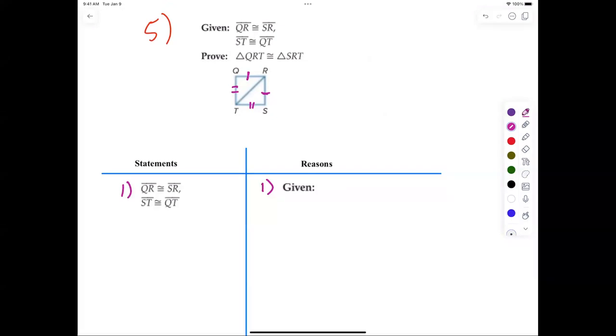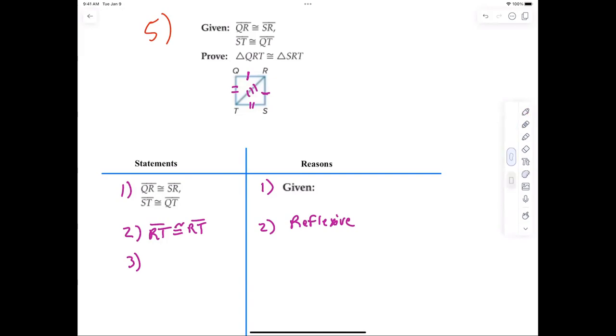So obviously, again, yes, RT is congruent to RT. And we have what reason? Yeah, reflexive. And now we can say what? Triangle QRT is congruent to triangle SRT by, say it, side, side, side.